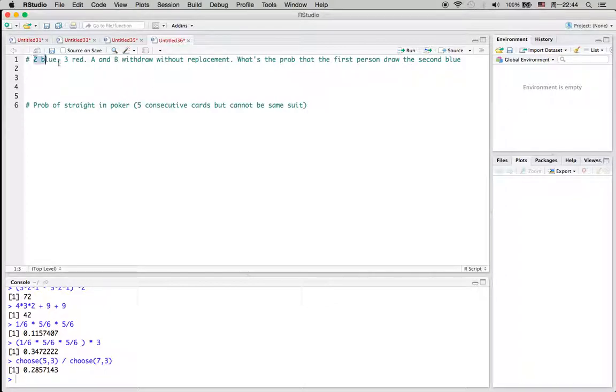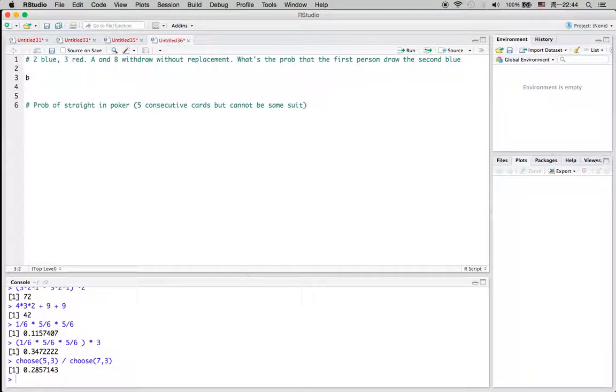We have two blue balls in total and five balls in total. If the first person who started to draw is going to draw the second blue ball, then the blue ball should only appear on either the third position or the fifth position. So in that scenario, the only possible outcomes are these.